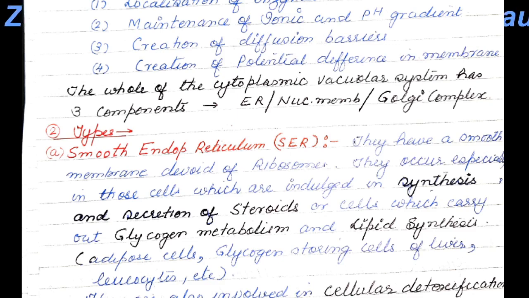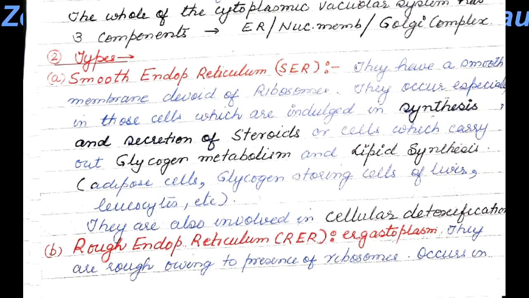gives them a smooth appearance, and they are majorly indulged in synthesis of steroids, and they are majorly found in cells which carry out glycogen metabolism and lipid synthesis. For instance, adipose cells, glycogen storing cells of liver, and leukocyte, etc. The smooth endoplasmic reticulum is involved in a very vital cellular phenomenon, that is cellular detoxification.